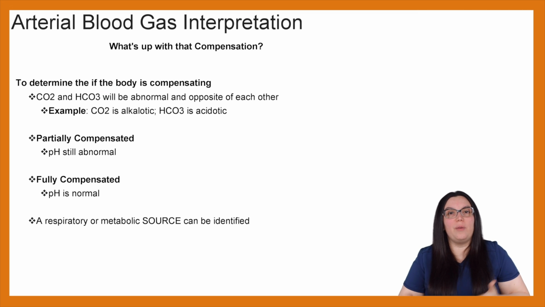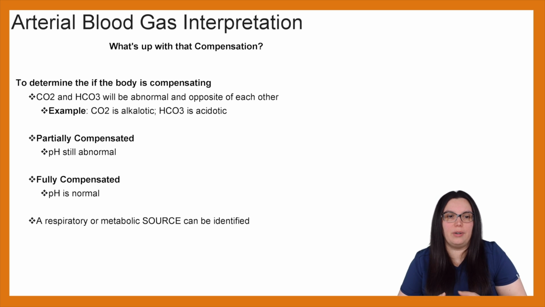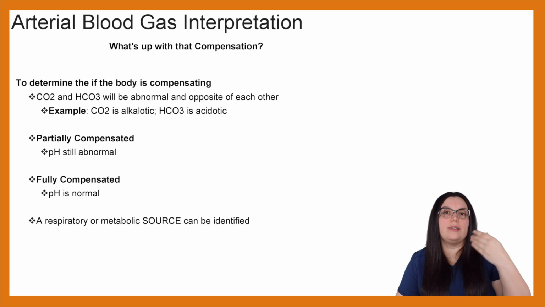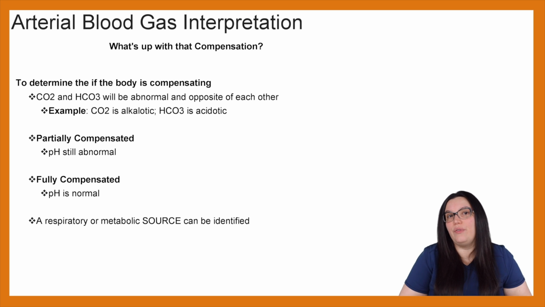So how do we determine if our body is compensating? We determine this by our CO2, which is our carbon dioxide, and our HCO3, which is our bicarbonate. They're going to be abnormal and usually opposite of each other, right? So our CO2 is going to be alkalotic and our HCO3 is going to be acidotic, and vice versa. And then we also can break it down even further.